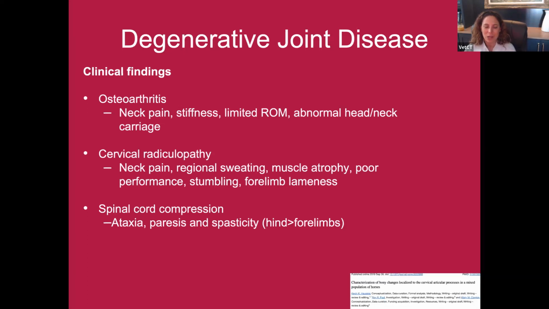And then finally, those changes can be severe enough that they can cause change in shape or narrowing of the vertebral canal or compression of the spinal cord. And in those cases, this is when it becomes sort of wobblers. And so these horses present with clinical signs like ataxia, paresis, and spasticity, with their hind limbs being more affected than forelimbs.